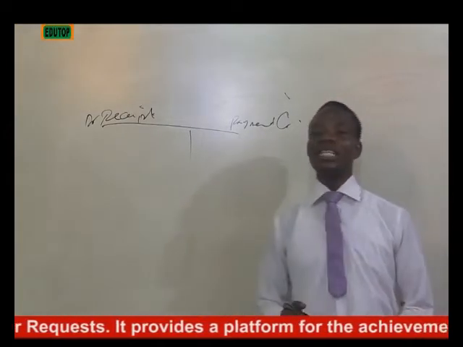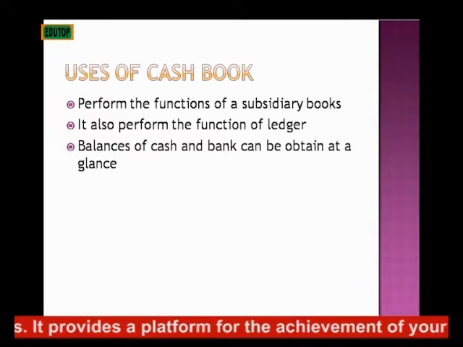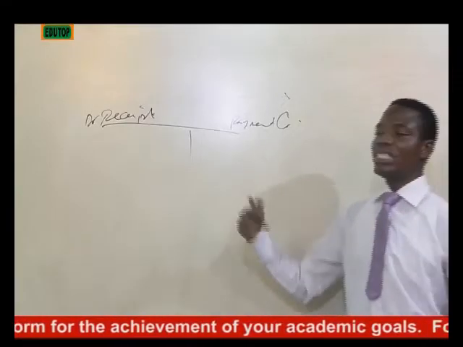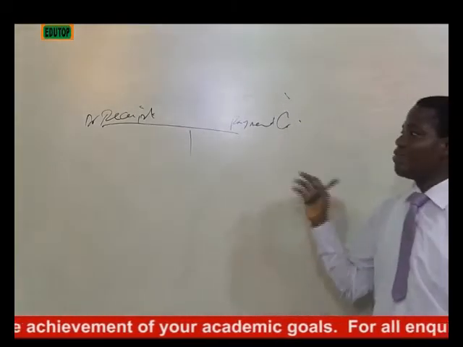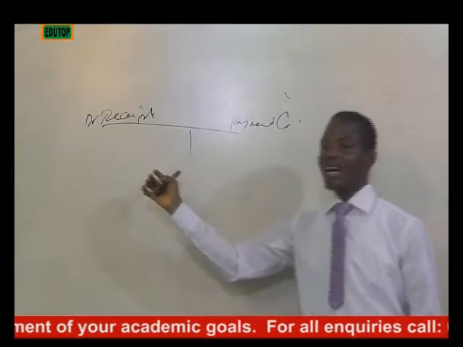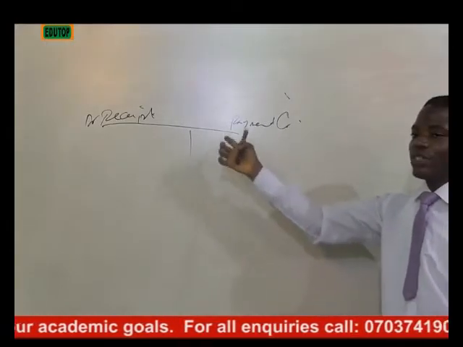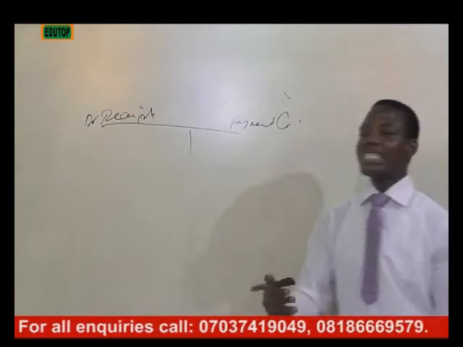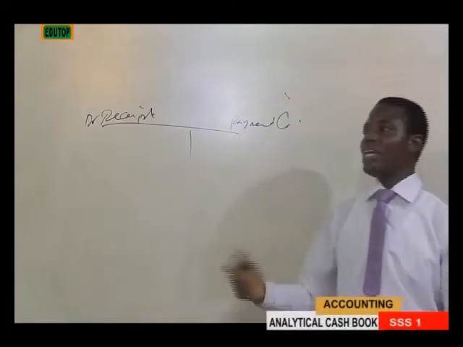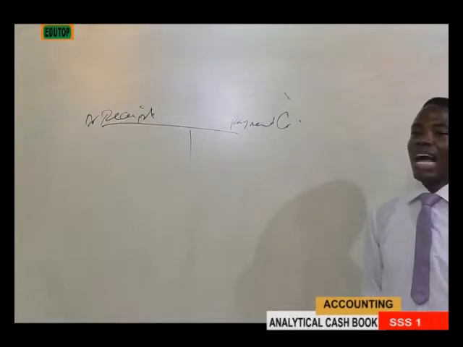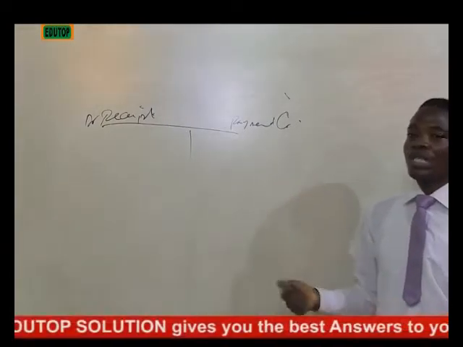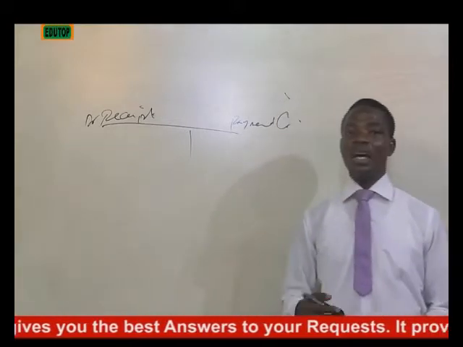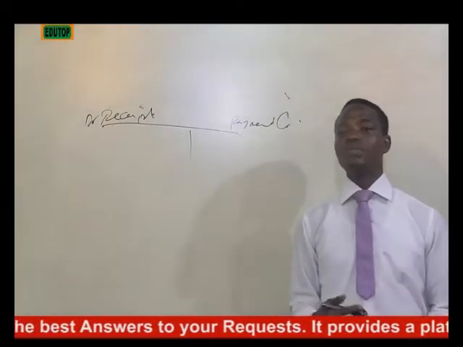The second one is that it also performs the functions of a ledger. That's the other use of a cash book, because if there is no cash book, there is no ledger. All those items that you have posted to the cash book, we now transfer into the ledger, and from the ledger to the trial balance. Without posting items in the cash book, it will not have its own ledger. And when we are preparing the ledger, we are complying with the double entry principles.